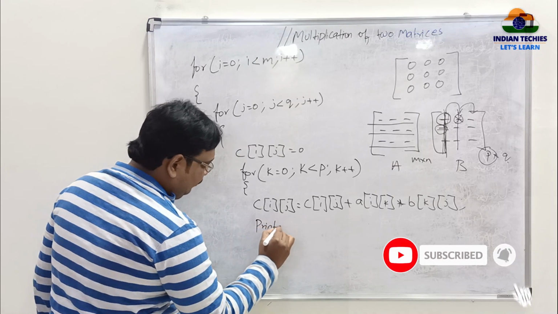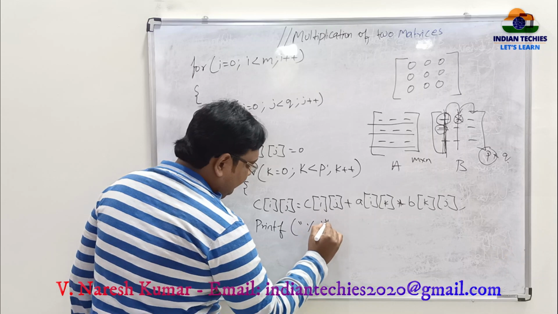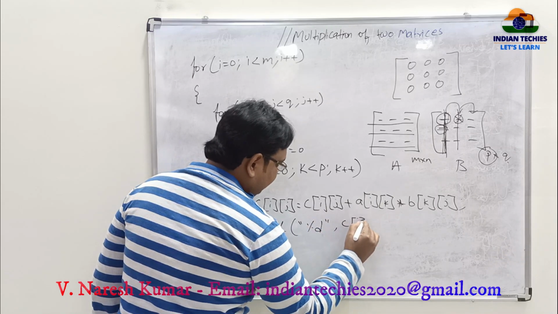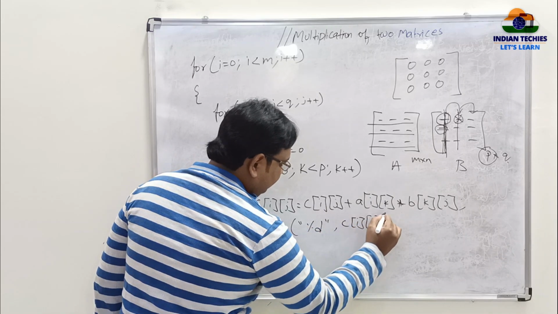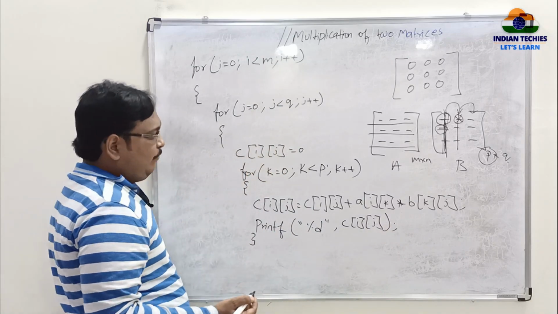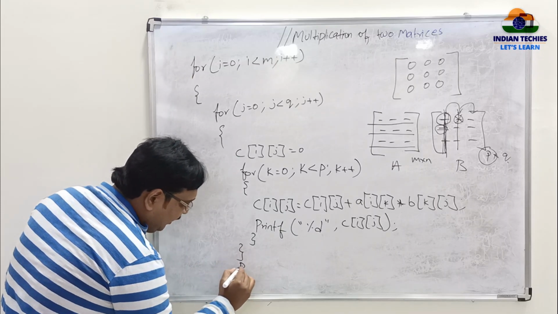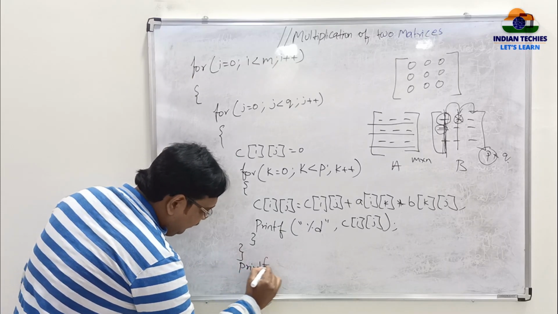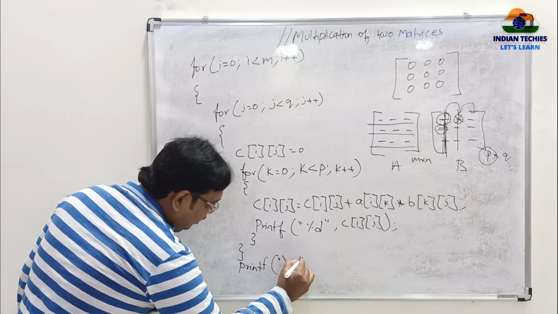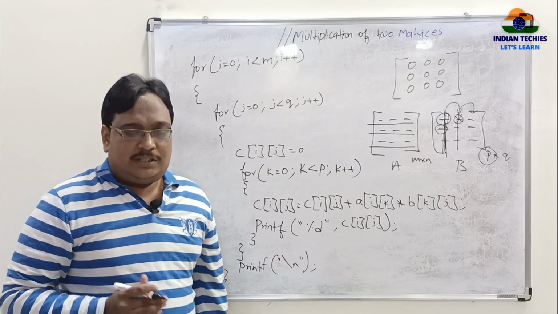Or you can print here only, that is printf percent d, C of ij. Close this for loop. If you want to get it in the form of row by row, after closing this for loop, you will be writing printf backslash n. After printing one row, it will go to the next line. Now this is how generally we write.